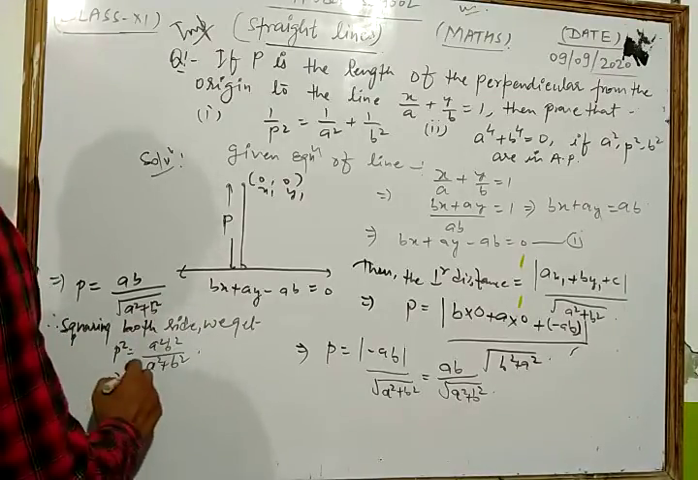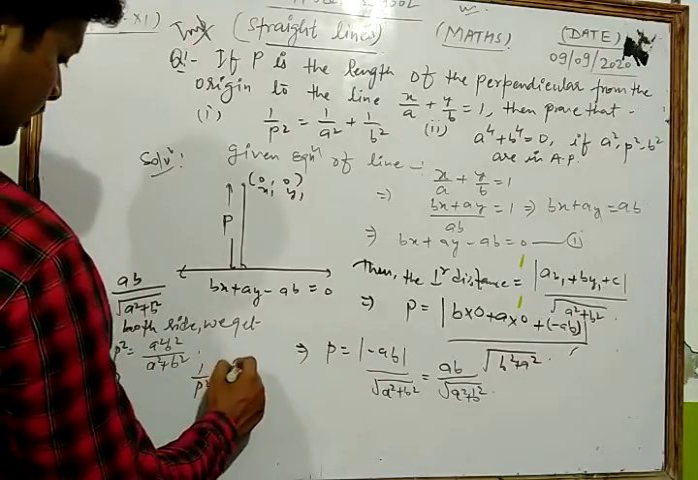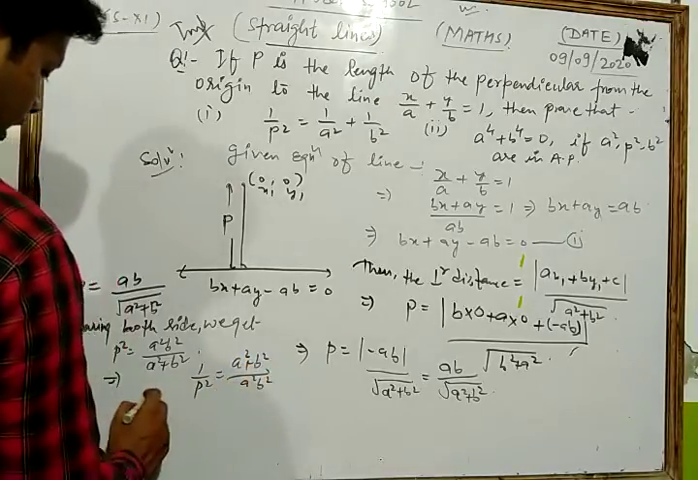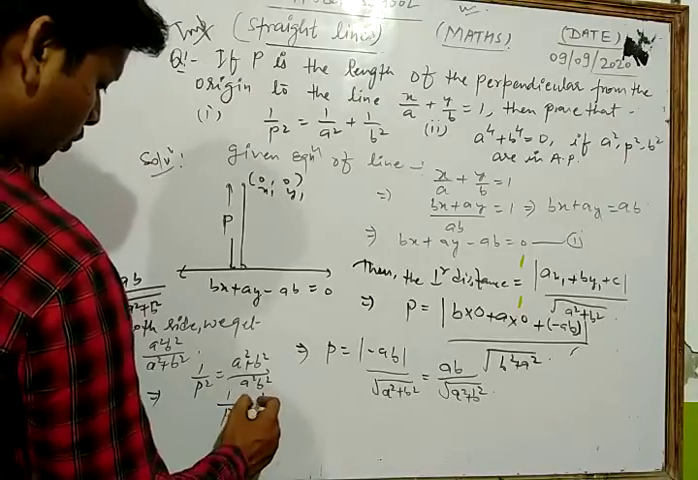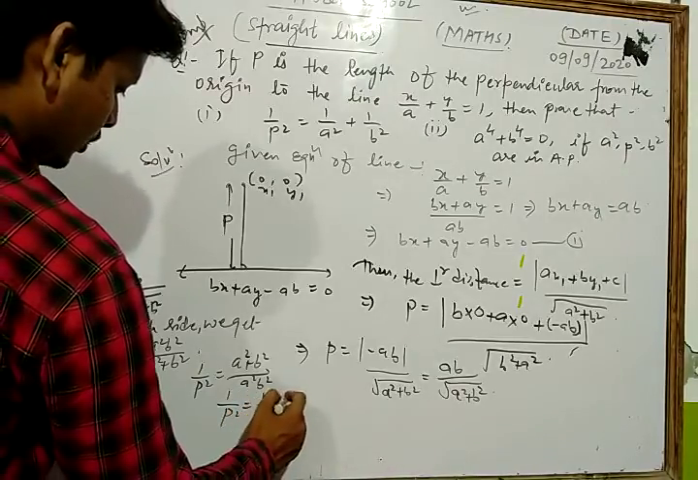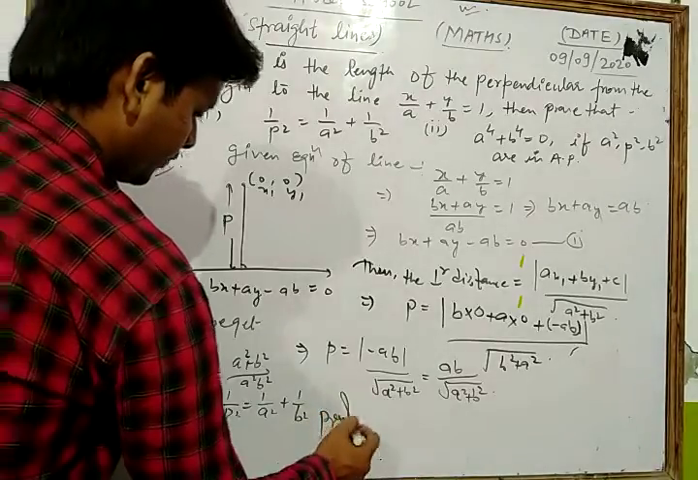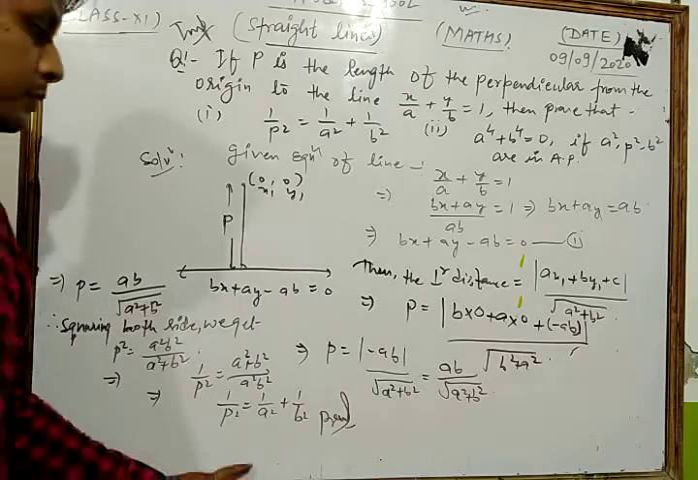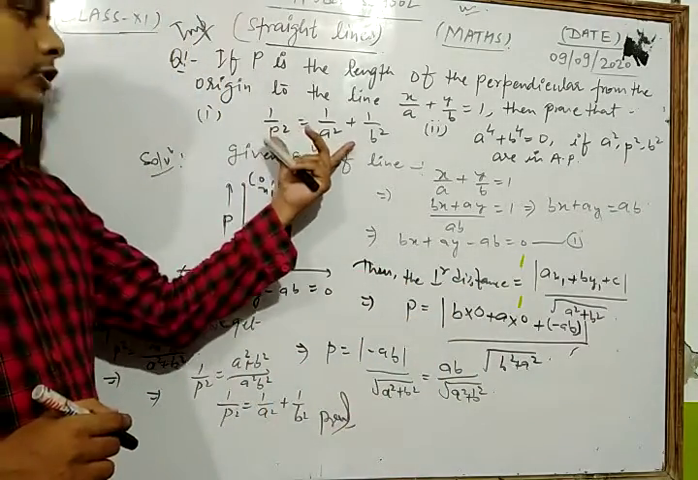Now if we write its reciprocal, then 1 upon p square is equal to a square plus b square upon a square b square, and then we can write 1 upon p square is equal to 1 upon a square plus 1 upon b square. Hence proved. So dear students, in this way we proved the first part of this question.